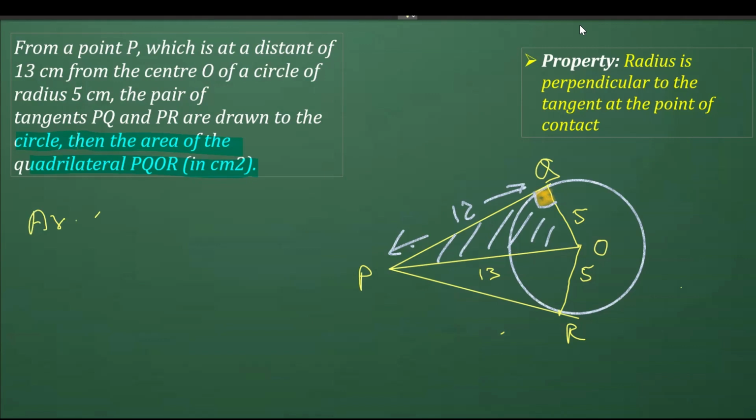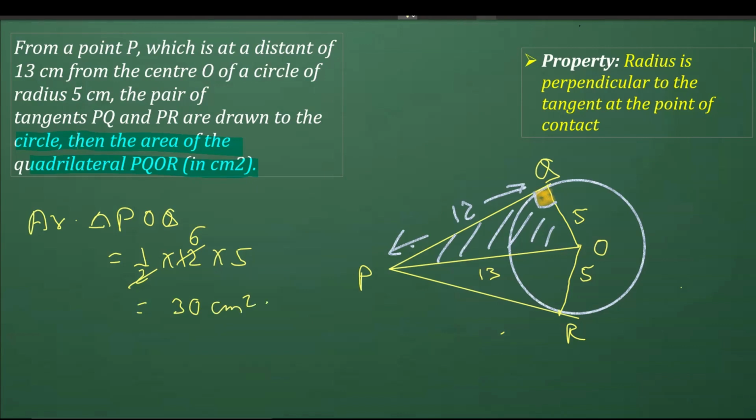Now from here we can find the area of this triangle, and that's by half base into height. So we say that area of triangle POQ is going to be what? Half into base. Clearly, I can take the base as 12 and the altitude as 5. So I can reduce this, and I get this as how much? 30 centimeter square.